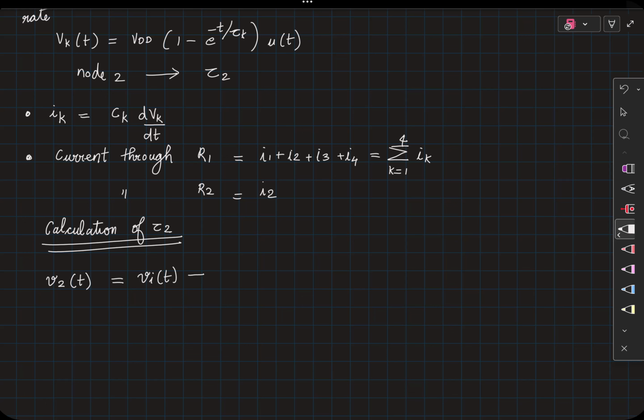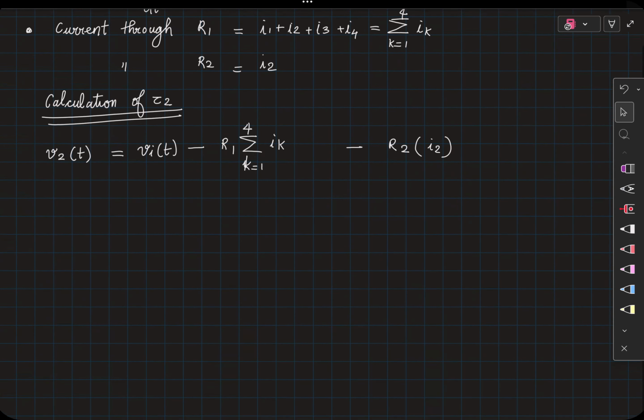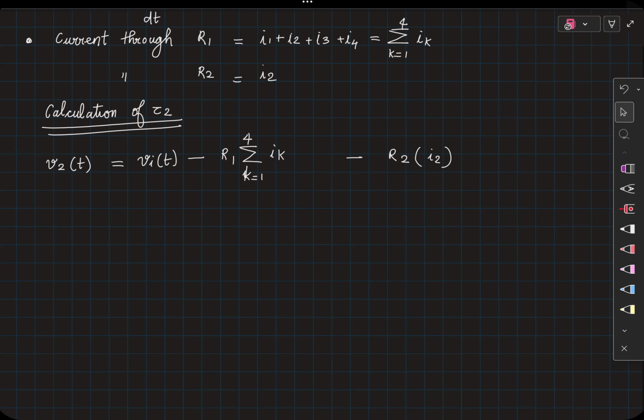That potential drop is going to be R1 into the current flowing through R1 and R2 into the current flowing through R2. We already said that the current flowing through R1 is equal to the summation of Ik, where k goes from 1 to 4. Current flowing through R2 is simply I2. Right? Nothing complicated here. Our basic KCL, KVL being applied correctly. That's all. Now comes the interesting part.